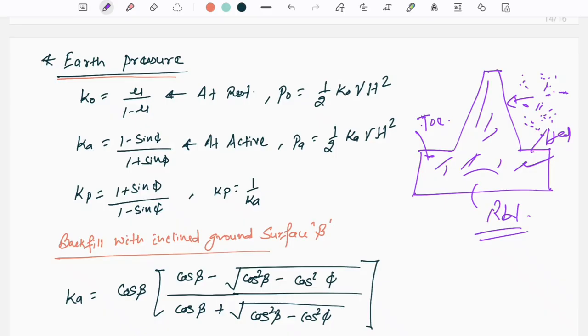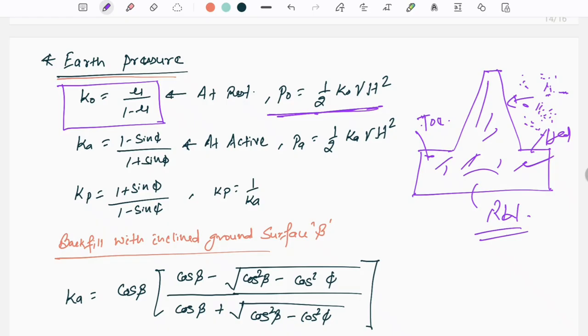First, see here what earth pressure is. The soil exerts pressure on this wall, and that is called earth pressure. When the soil is at rest, the earth pressure is called earth pressure at rest. At that time the coefficient of earth pressure K0 is equal to mu divided by 1 minus mu, where mu is the Poisson's ratio of the soil. So when it is at rest, it is mu upon 1 minus mu.